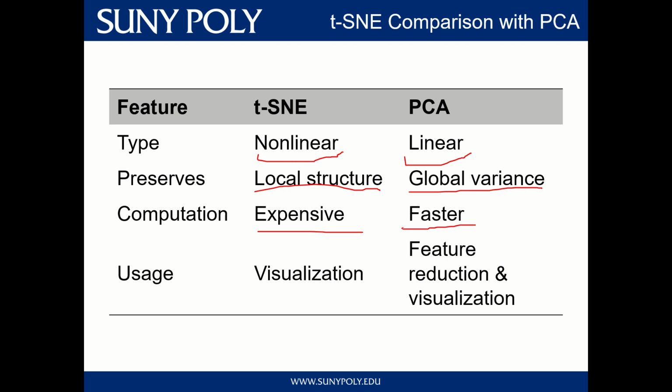Remember that in data science and even optimization, if your model is linear, it means that it's easy to solve. If it's non-linear, then it's more complex. You're not going to have a closed solution, and it will take more time. So the usage is also different: t-SNE is mainly for visualization purposes, while PCA is a little bit more flexible because it works for visualization, but it also works for modeling.